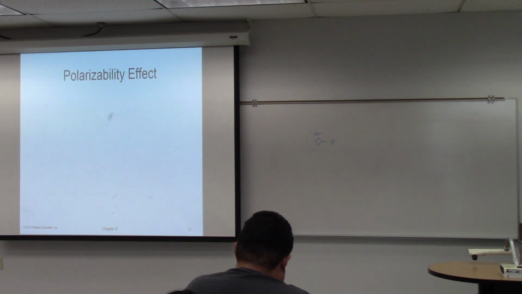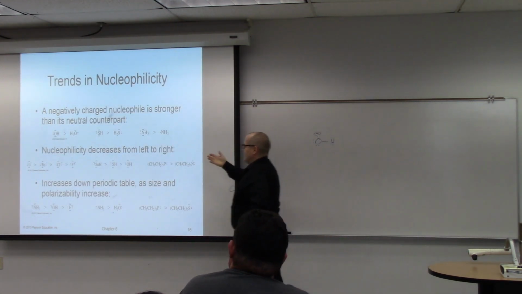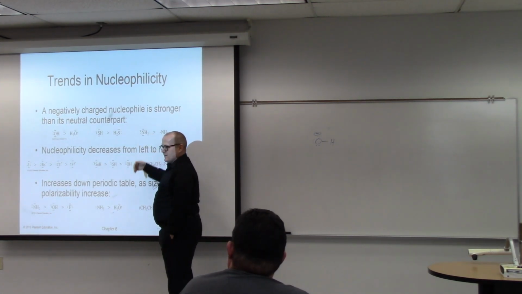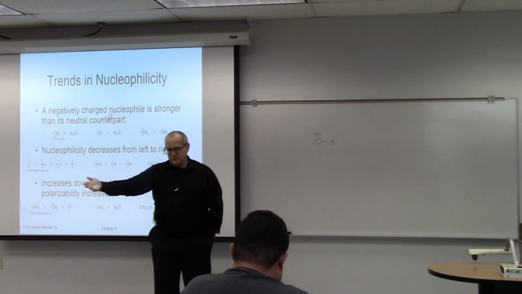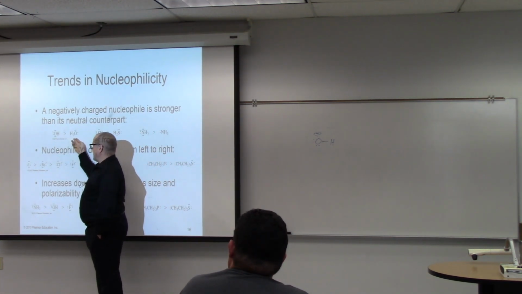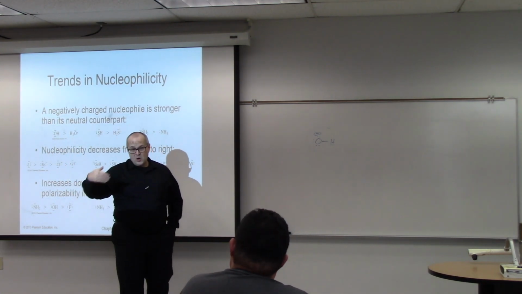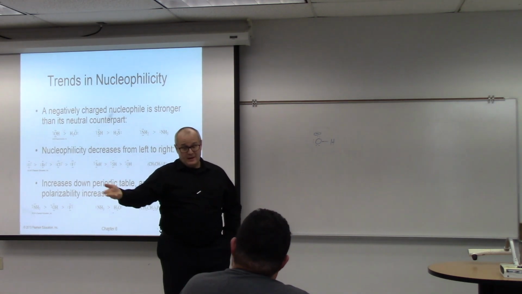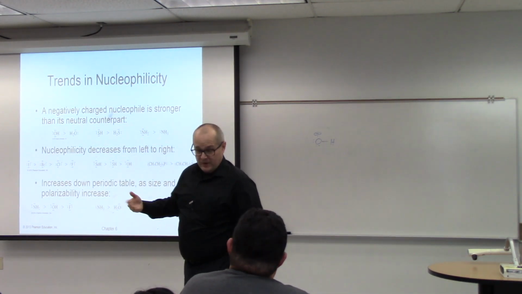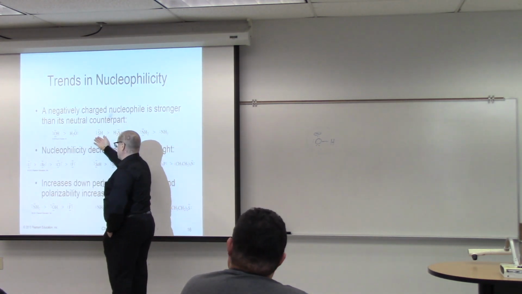Trends. All right. This top one's easy, right? Neutral molecules are not as good as negative ones for acting as nucleophiles. So, for example, water, compared to OH minus, water is not a very good nucleophile. It doesn't attack things very often. Because O minus is much more negative than O delta minus, right? So it's going to attack faster. Same thing here and here. Same thing for these two.